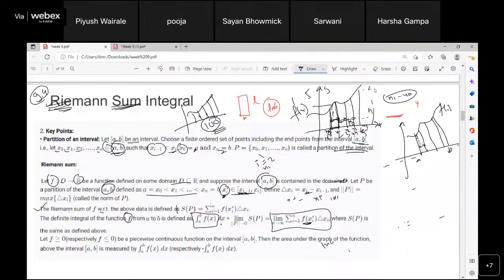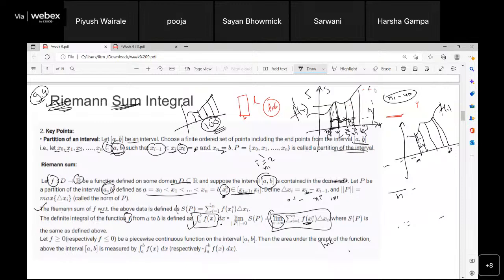And if I take the limit n tends to infinity, if I reduce this interval, I will get a more accurate value, right? So that is why n tends to infinity here. So this is how I will get the area under this curve. It is equal to the definite integral from a to b of f of x dx, right? I hope you understand this concept.